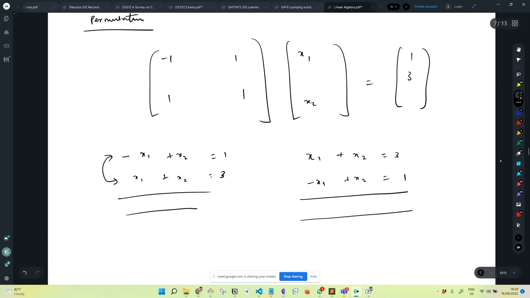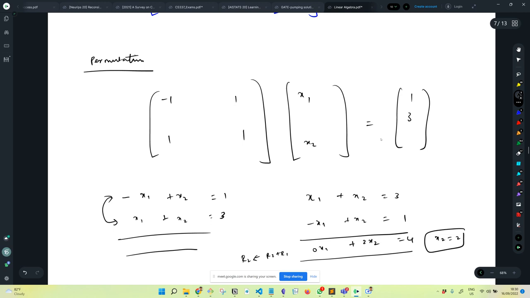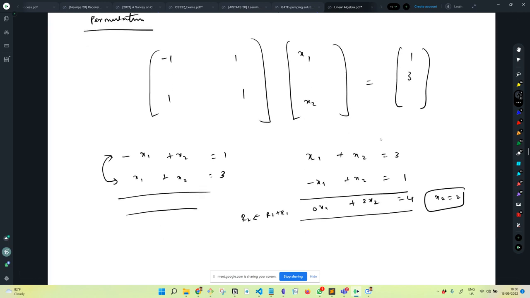So in this system also, let's say I do R2 equals R2 plus R1, then I will get 0 times x1 plus 2x2 equals 4, and x2 equals 2. This is consistent with what you obtained earlier, right? So that is why permutation is also a legal operation in obtaining the solution to a system of linear equations.